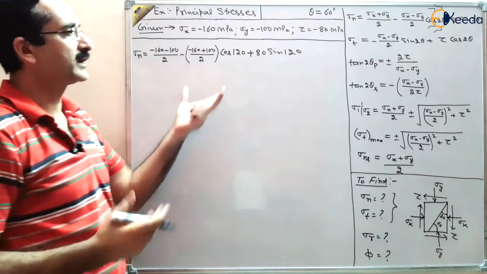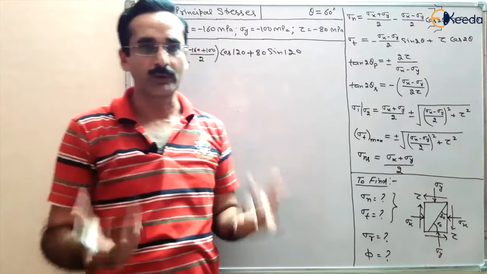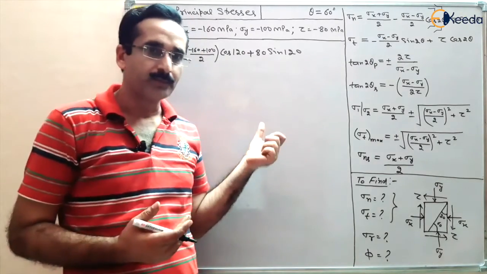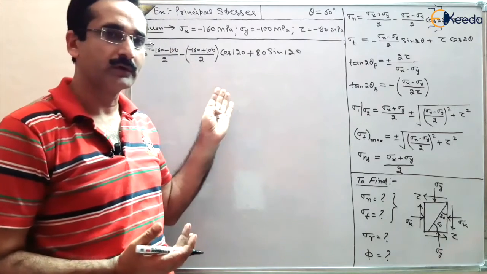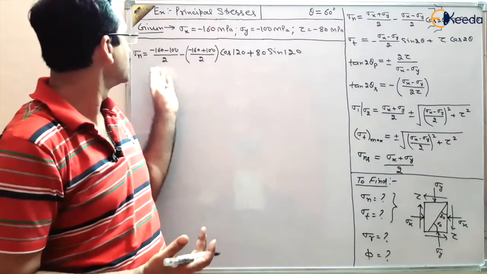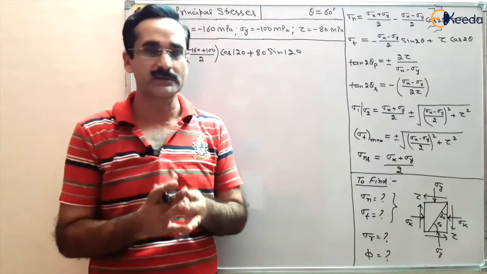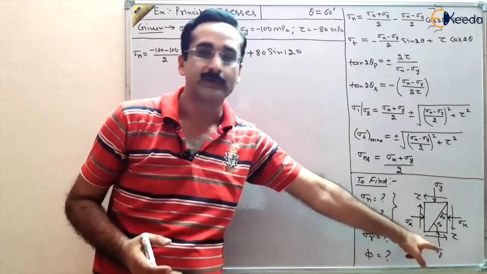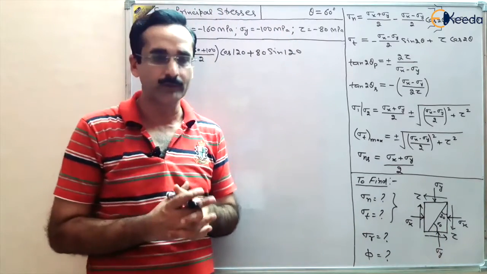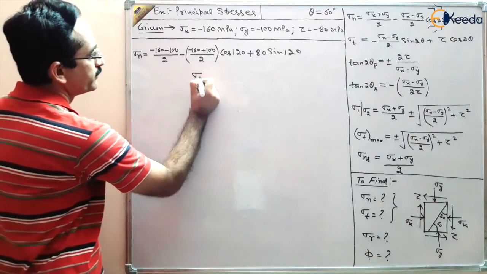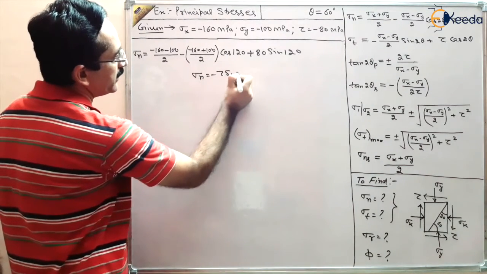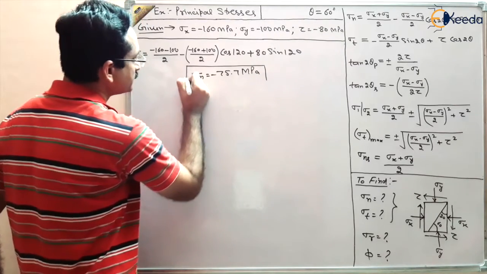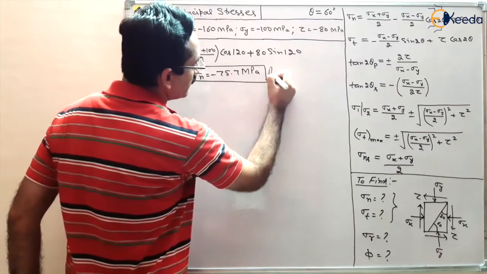So this is just a numerical value. You have to put the numerical values in the calculator and find out the normal stress, right? So take your time, use a calculator and try to solve this equation, and then you will find sigma n, the normal stress at an inclined plane of 30 degrees with sigma x or 60 degrees with sigma y. After solving, you will get the value minus 75.7 megapascal. So this is one of our answers.